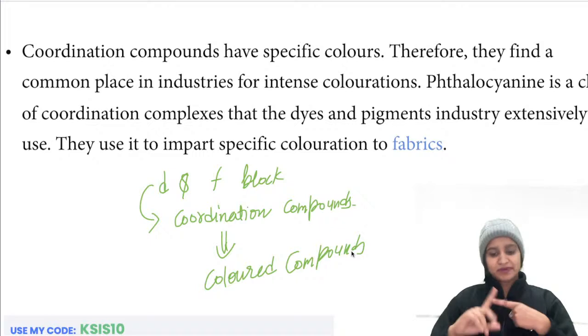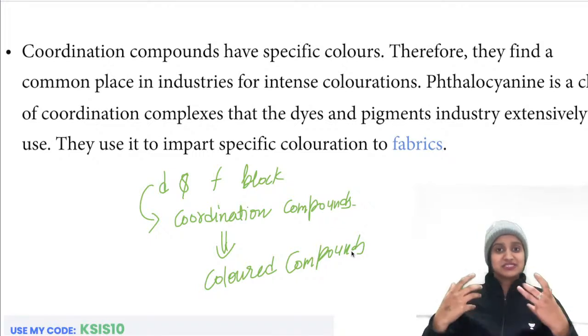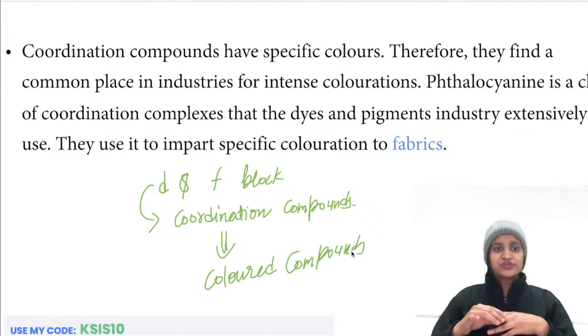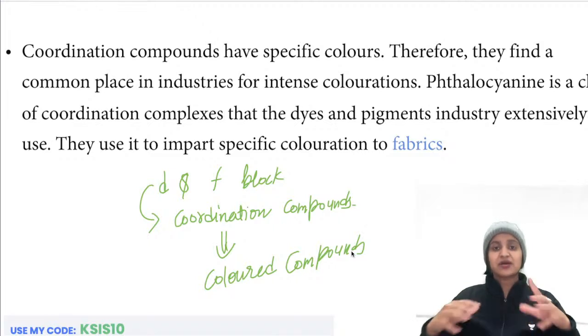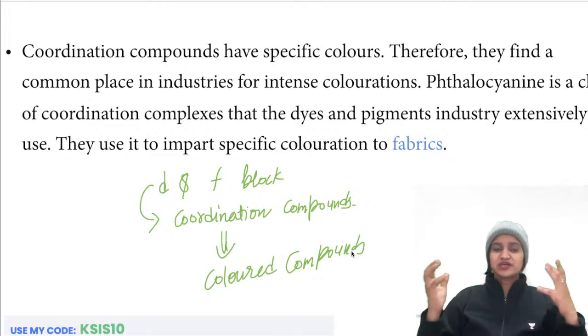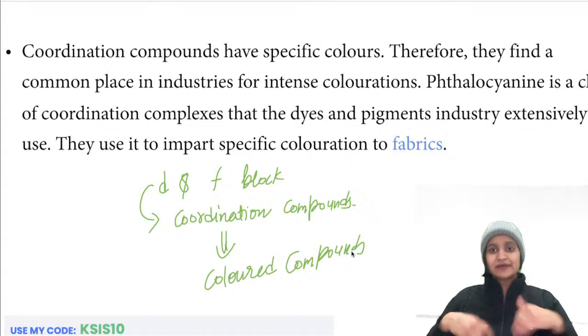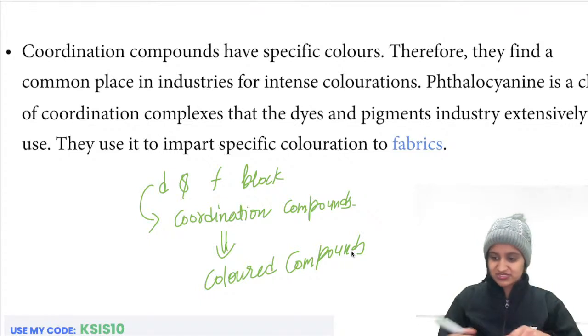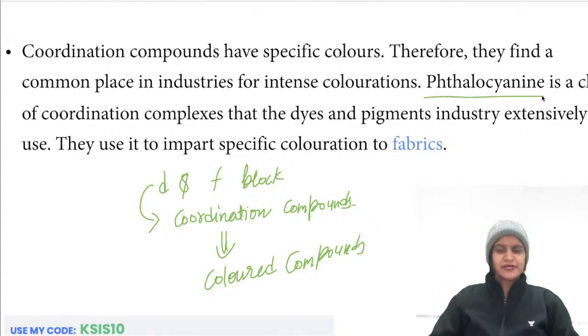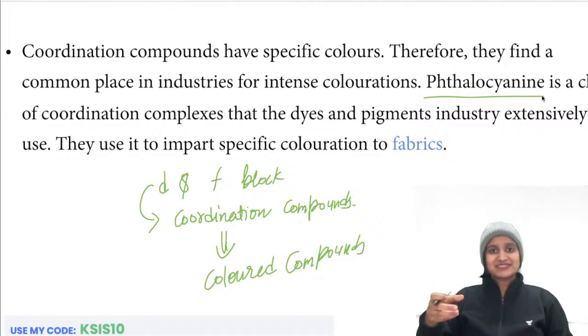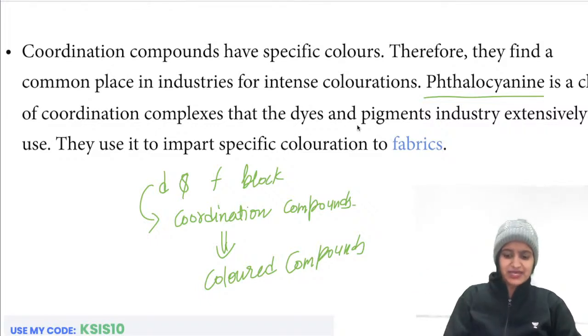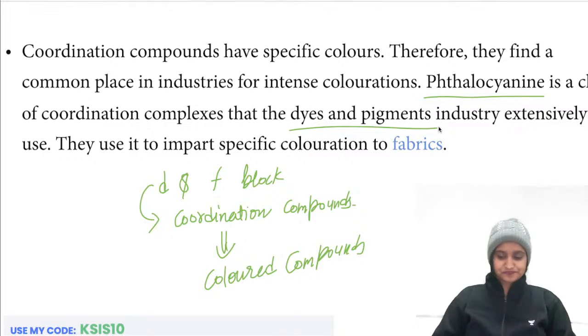So coordination compounds, you can see on the screen that coordination compounds have specific color. Therefore, they find a common place in industries of intense colorations. जहाँ पे भी आपको coloring करनी है, जहाँ पे भी आपको dye करना है चीज़ों को, there you generally use your coordination compounds. For example, phthalocyanide. It is written here, phthalocyanide. It is a class of coordination complexes जो कि बहुत ज़्यादा यूज़ होता है in dyes and pigments.